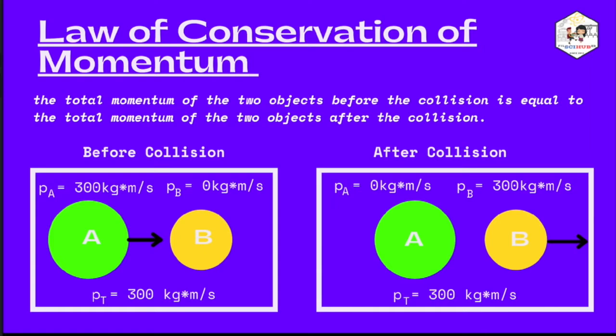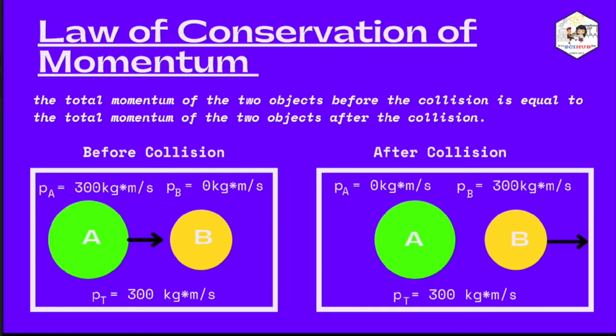We can observe that in the before collision, before each object makes contact with each other, we have object A with a momentum of 300 kilogram meters per second approaching object B with a momentum of 0 kilogram meter per second, meaning it is not moving. So si object A ay gumagalaw and si object B ay hindi gumagalaw. Object A will be colliding with object B, pero this is before, so papunta pa lang siya. Wala pa silang contact with each other. So the total momentum in this scenario is 300 kilogram meters per second. As I've said earlier, in order to get the total momentum, just simply add the momentum of the individual objects.